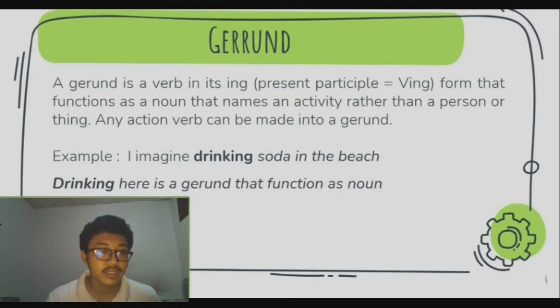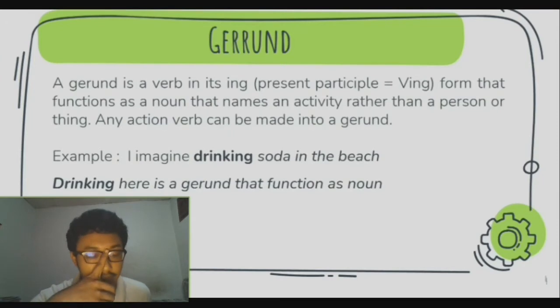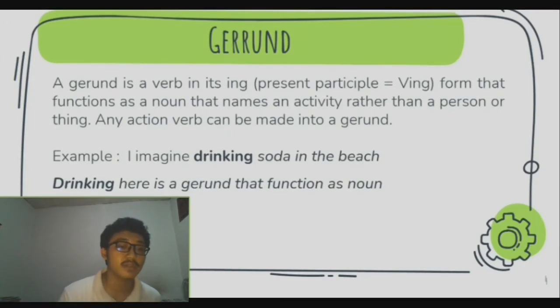A gerund functions as a noun that names the activity rather than the person doing the thing. Any action verb can be made into a gerund. For example, I imagine drinking soda in the beach. Drinking here is a gerund that functions as a noun, and it forms from the present participle form of drink.